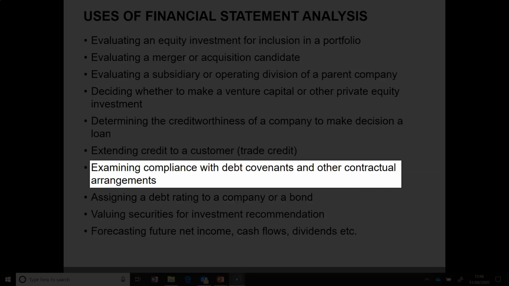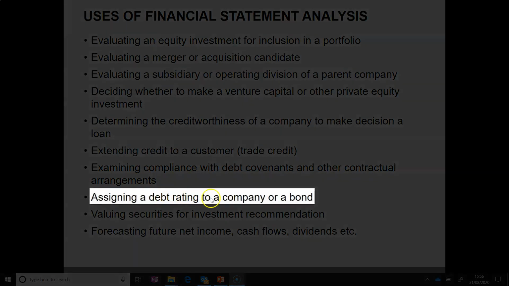in lending agreements. For example, in a lending agreement, a borrower may be required to maintain a debt to equity ratio of not more than 40% at any time over the term of the loan. Similarly, the borrower may be required to not pay more than 40% of its earnings as dividends. Financial statement analysis will be quite useful in such a case in determining whether the borrower is meeting these two covenants or not. Financial statement analysis is also used in assigning a debt rating to a company or its bonds.